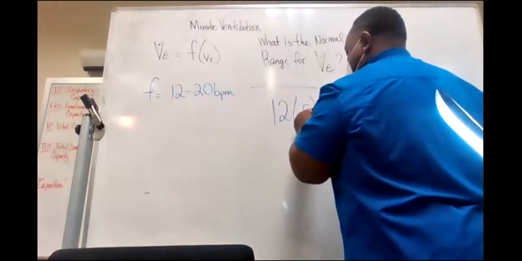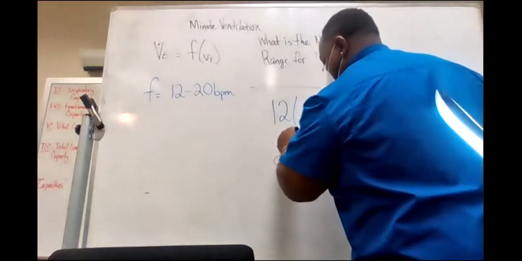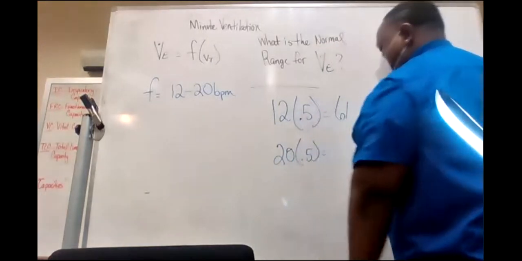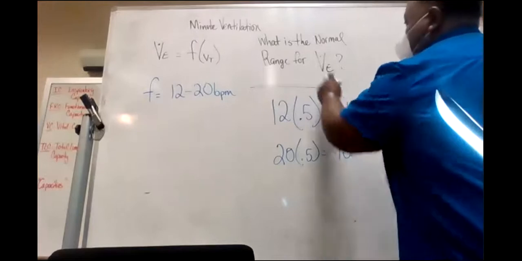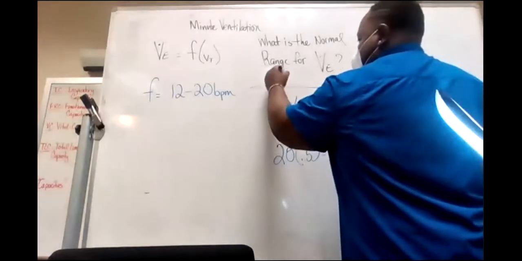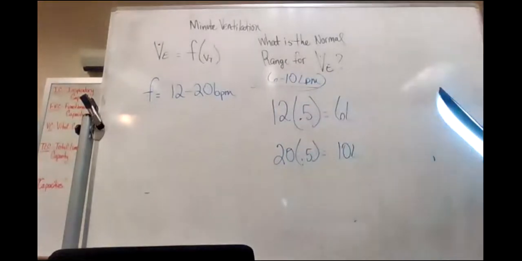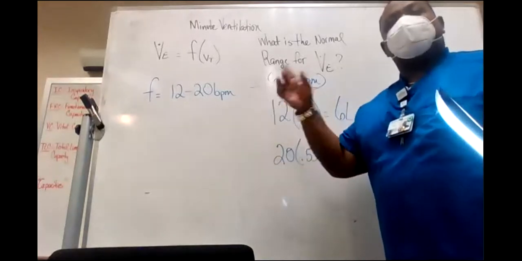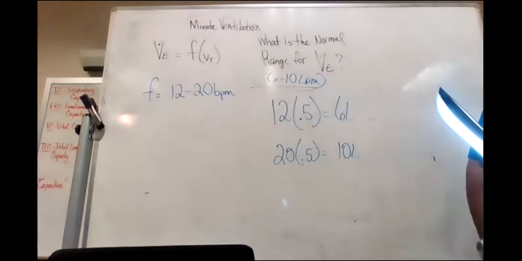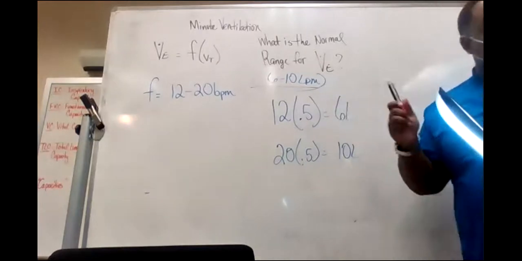12 times 0.5, we said was 6 liters, right? And then we do 20. 20 times 0.5 is what? 10. 10 liters. So the normal range for minute ventilation is 6 to 10 liters per minute. That is the normal minute ventilation. Anytime they are more than this or less than this, then we can start making some assumptions. All right, so now that we know that the normal minute ventilation is 6 to 10 liters per minute.